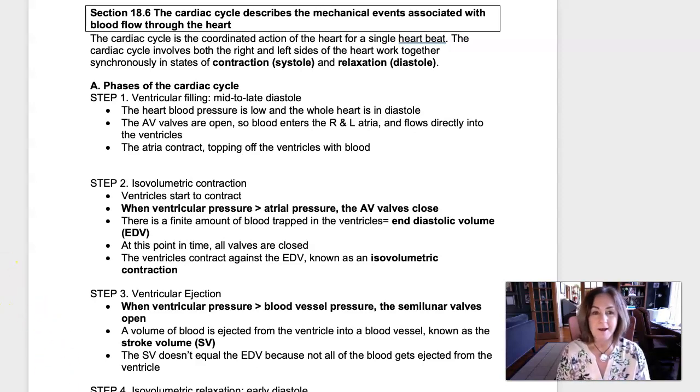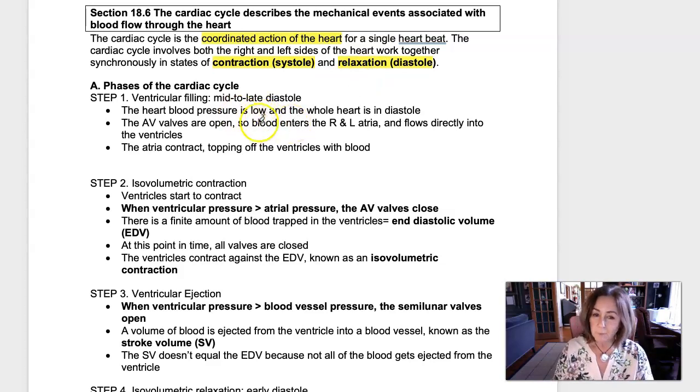Okay, and so with the cardiac cycle, just taking a look at the notes, the cardiac cycle is, as I said, the coordinated action of the heart for a single heartbeat. And one of the things that is, I think, a challenge to learn the cardiac cycle is just the terminology. And so you have to understand that the contraction is known as systole, and that when a chamber is relaxed, that's known as diastole. So contraction, systole, relaxation is diastole. That's some of the battle here.